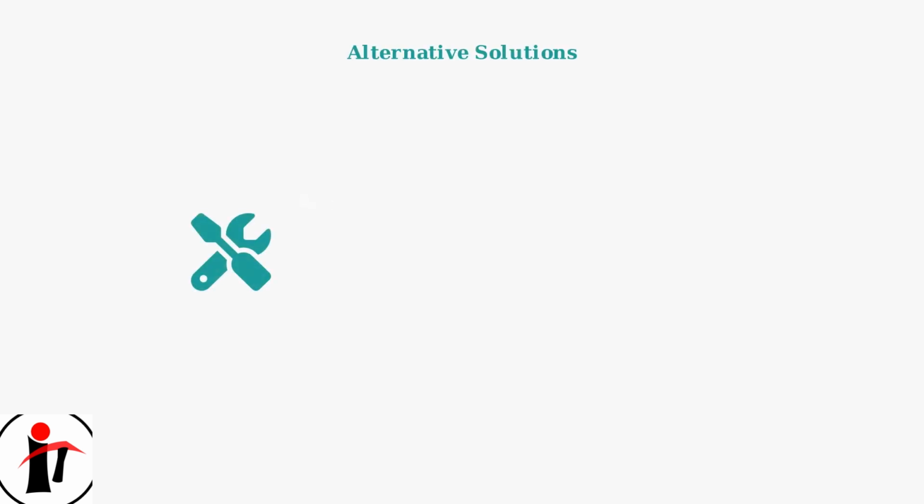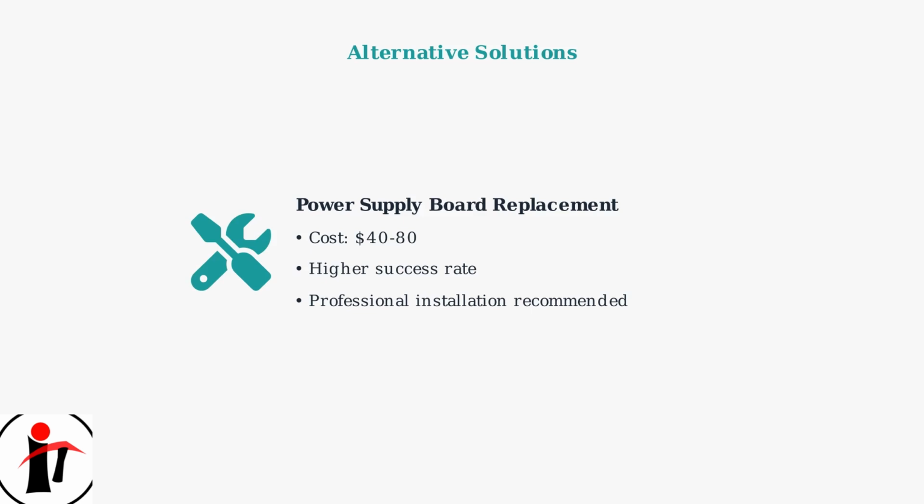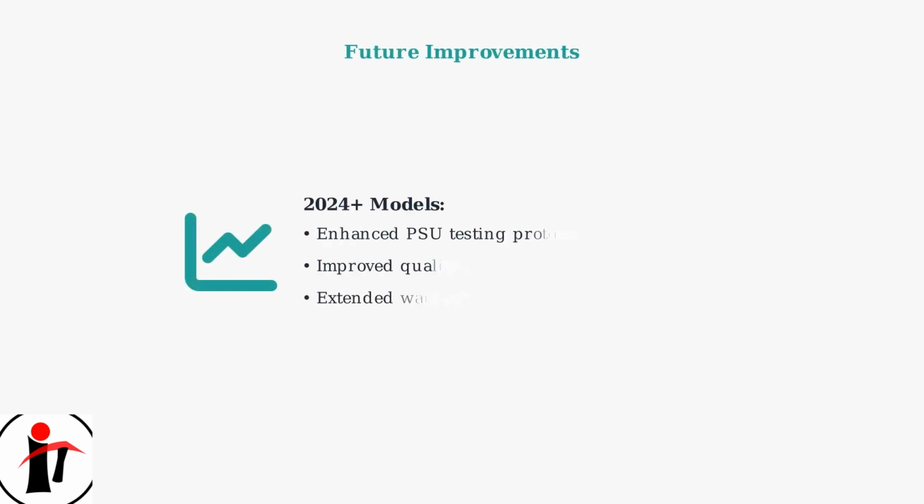If capacitor replacement seems too complex, you can replace the entire power supply board for $40 to $80 or seek professional repair service. This is often the most reliable solution for those not comfortable with component-level repair. Good news for future buyers: Sceptre has reportedly improved their power supply testing protocols for 2024 and newer models. Extended warranties covering power-related failures are also becoming more common from retailers.